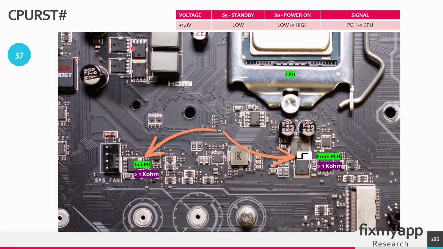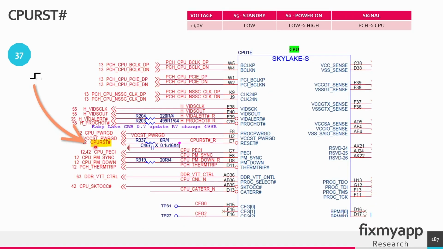This is the CPU, and the CPU reset signal that comes from the PCH will go through this resistor, and from here it will go to the CPU. And the output resistance of this signal line is higher than 1 kilo ohms. The CPU reset signal that comes from the PCH will go to this CPU. When you measure the CPU reset signal and this signal is high, then you know that the motherboard is ready to start executing the instructions.